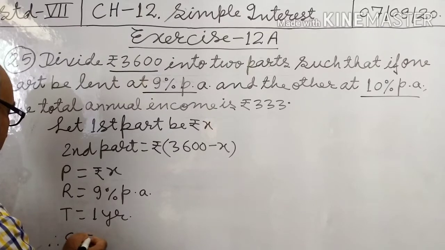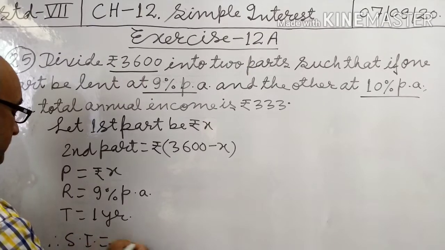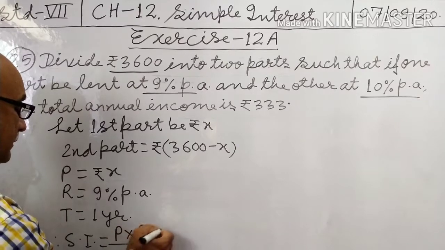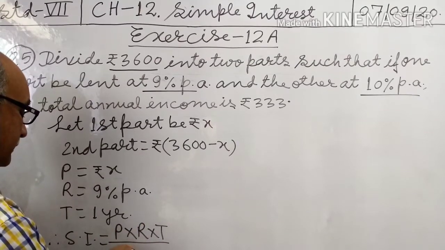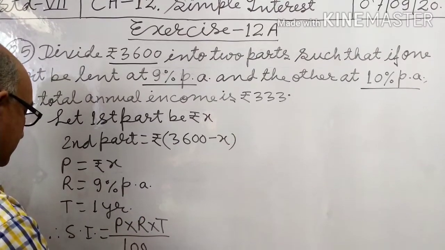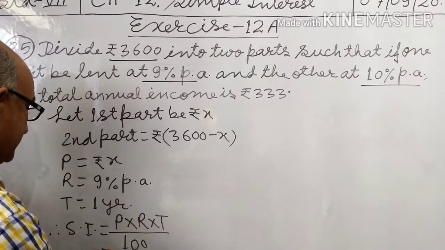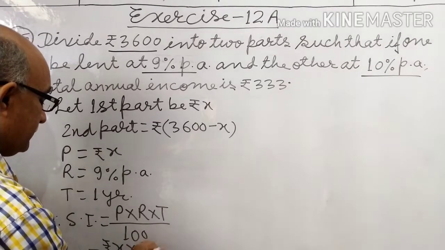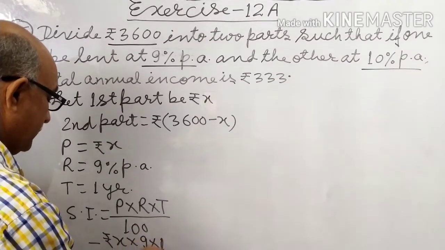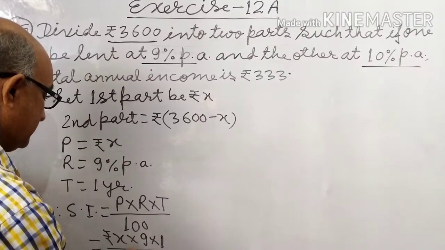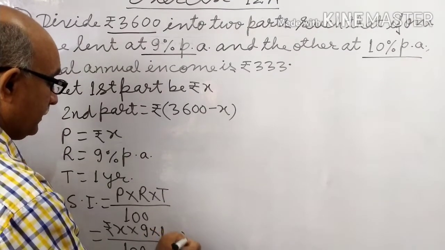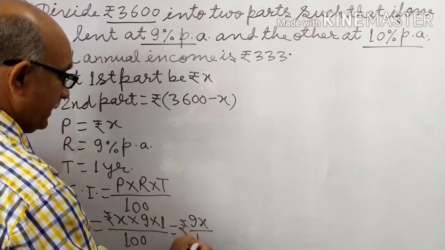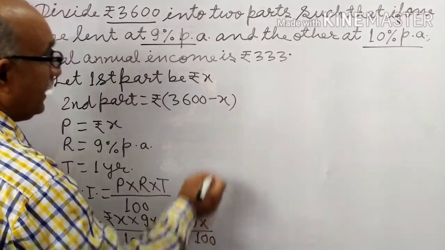Therefore SI equal to P into R into T by 100 equal to rupees X into 9 into 1 by 100 equal to rupees 9x by 100.